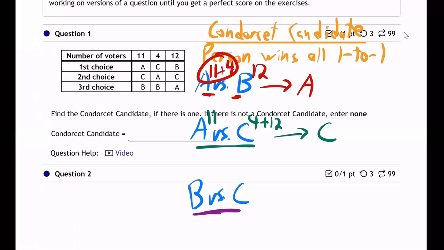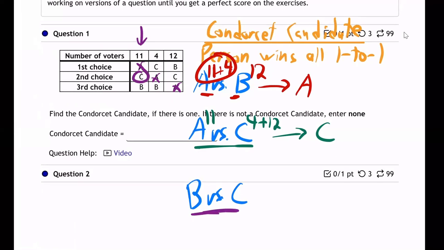B versus C. So if it was just down to B versus C, that means, let's suppose A had dropped out of the election. Who would the people prefer just out of those 2? Well, the 11 people, who would they prefer? C, because even though they really wanted A, we're supposing A dropped out, they said, okay, well, if it's just B and C, we'd like C better, huh? So those 11 people want C. How about these 4 people? C again. C's already got it, huh?